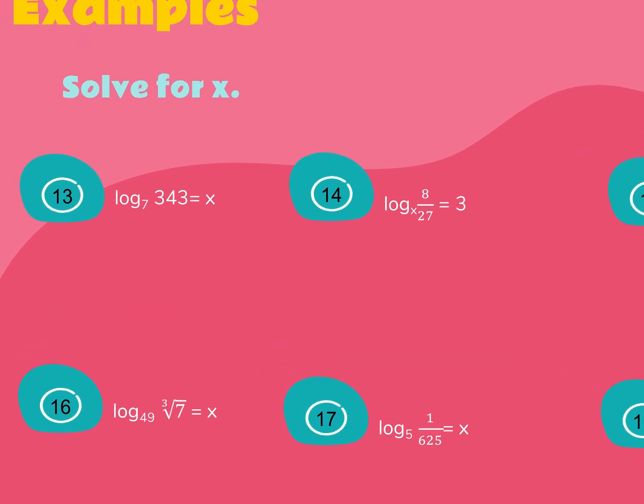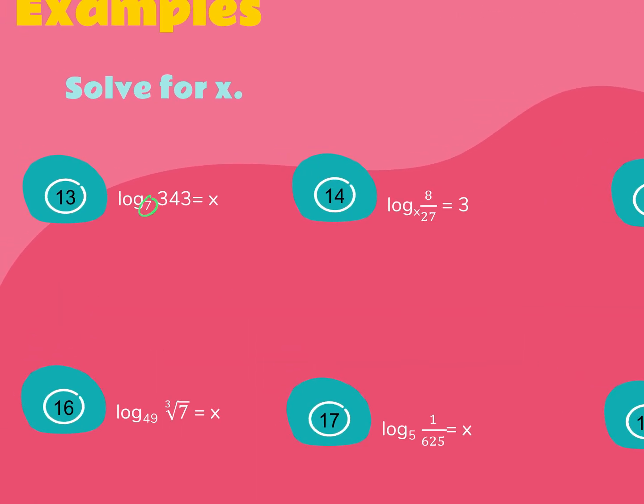Number 13, we can do the same exact way. Our base is 7, and 7 to the power of x is going to equal 343. You can convert it to exponential. And then 343, this is the same as 7 to the third power. So you can go ahead and cancel out your bases. So you get x equals 3.